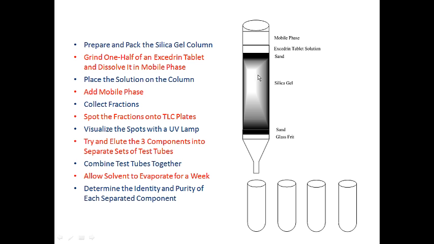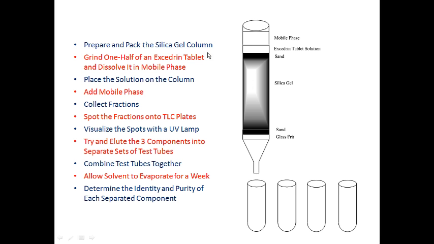And it's important that that column does not have air bubbles, because if it has air bubbles, it'll create channels, and the solution will flow through the channels and not be separated by the silica gel. So that's an important thing to realize: our silica gel column cannot have air bubbles. It needs to be a very, very uniform layer.